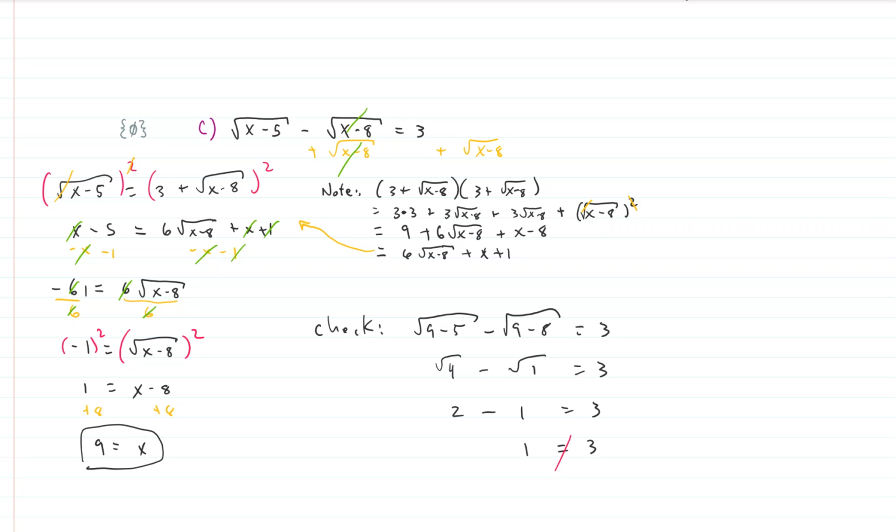So x equals 9 is extraneous. It's an invalid solution. And that was the only one we had, and it was extraneous. So that means our solution set is the empty set, that 0 with a slash through it. There is no real value x that will make this equation true. Sometimes that happens. It's okay.